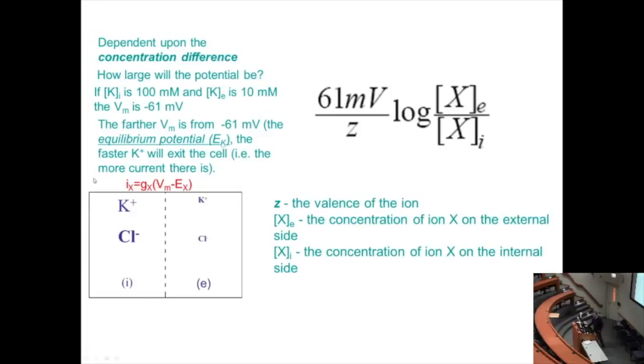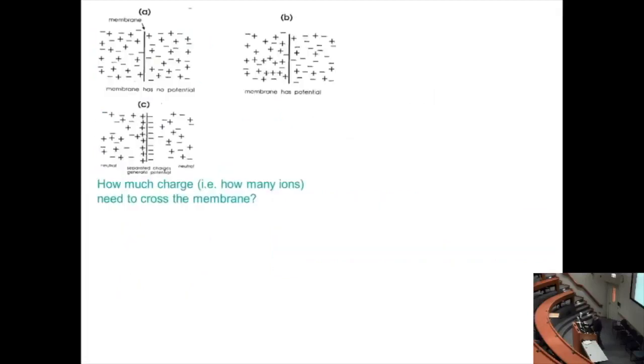I is the current generated. That's the flux of potassium. So I goes up, the bigger this difference is. Okay? That's why the equilibrium potential is relevant, because when you have an open channel, you can figure out how much of the ion is going to be flowing by figuring out what the membrane voltage is and how far away it is from the equilibrium potential. All right. I'll come back to that, don't worry.